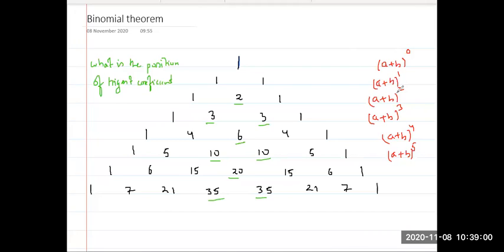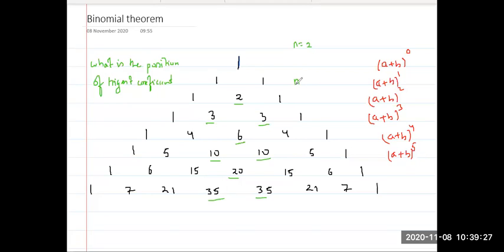Okay. So let's think about this. Suppose n is equal to 2, which is this case. What is the middle term? Tell me, what is the middle term? Which position is the middle term? Tell me which position? Second position.